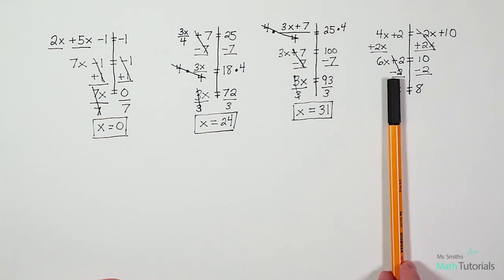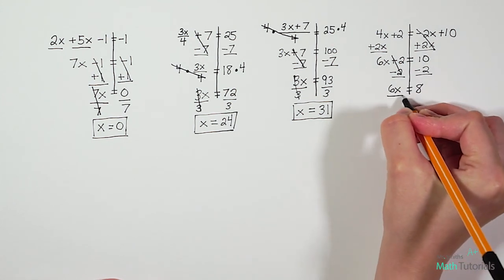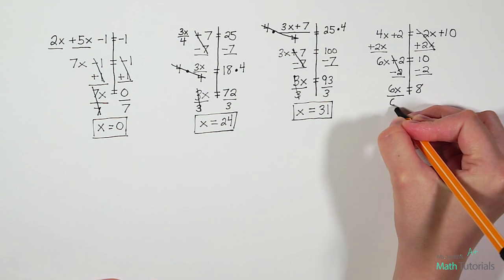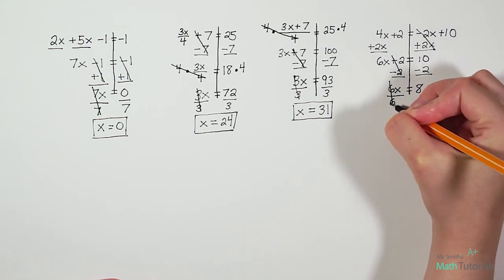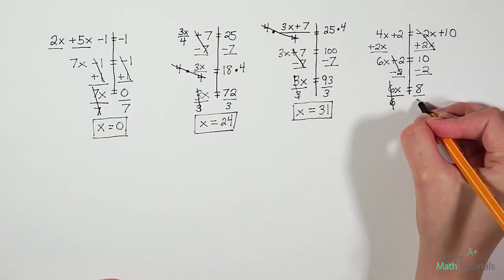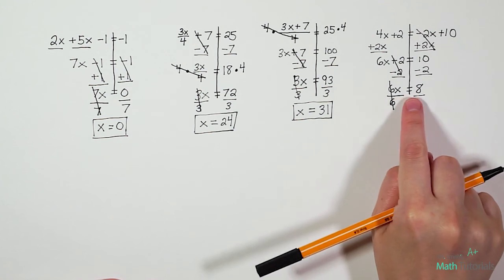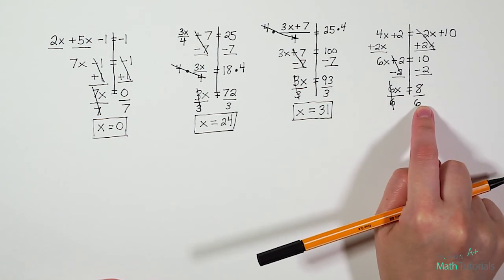Cover our best friend and our main character up. Are they alone now on their side of the wall? Yes. So now that they're finally alone, we can undo this multiplication, divide out the best friend. If we're going to divide by 6 on this side, we've got to do it on this side as well. We've got x equals 8 divided by 6.